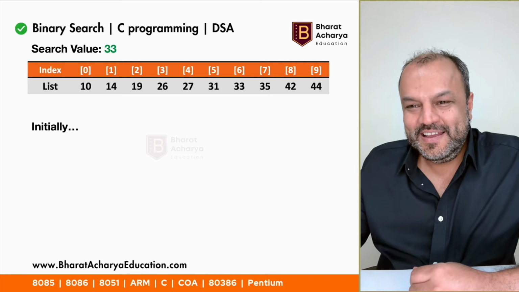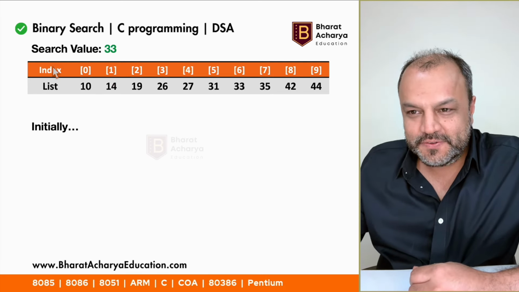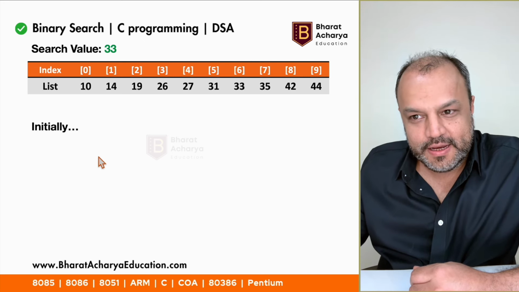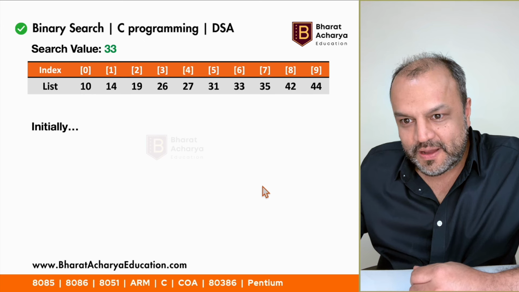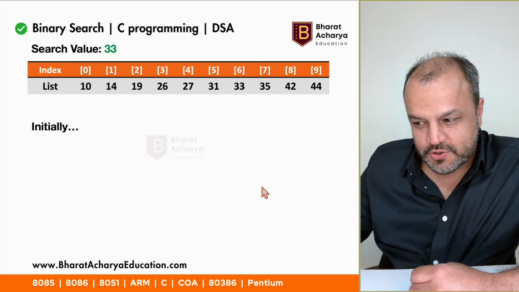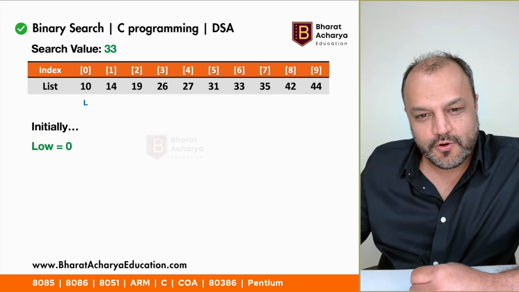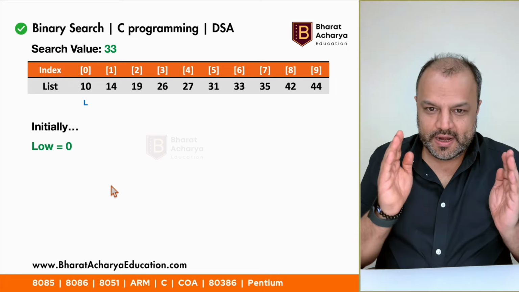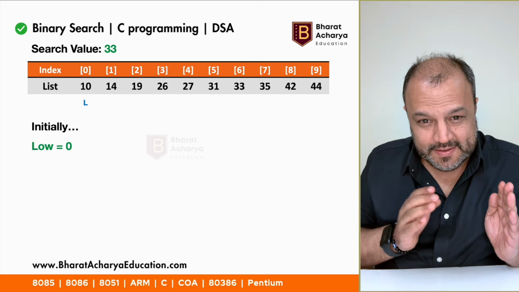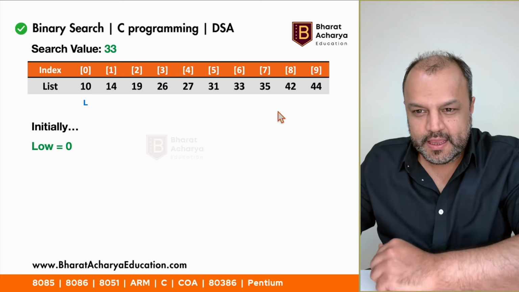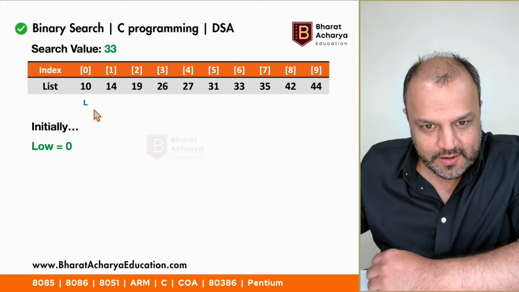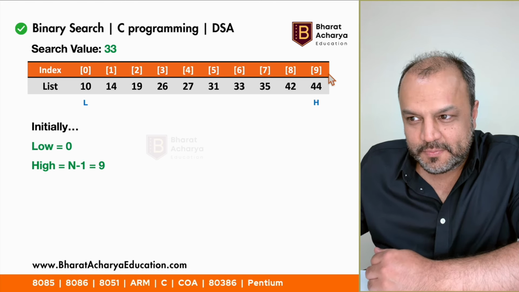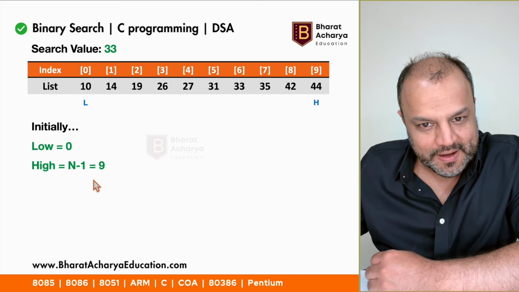Now, look here. So I have a series of 10 numbers. I want to look for 33. Initially, I need to find out where my series is. So I need 3 variables over here. I want your full attention. They are called low, mid, and high. Low and high are the boundaries of your series and mid is the midpoint. Initially, low is 0, element number 0. High is the last element. So if there are 10 elements, that means the element number will be 9. That means n minus 1.